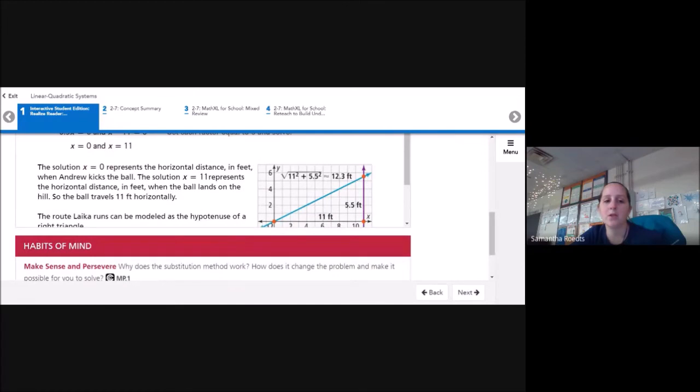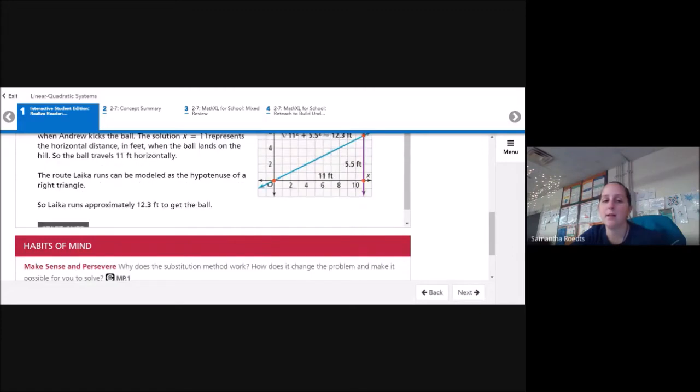Okay? So the solution x equals 0 represents the horizontal distance in feet when Andrew kicks the ball. So I started at 0, 0. The solution x equals 11 represents the horizontal distance in feet when the ball lands on the hill. So the ball travels 11 feet horizontally.